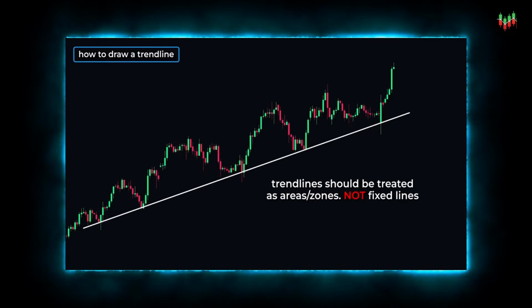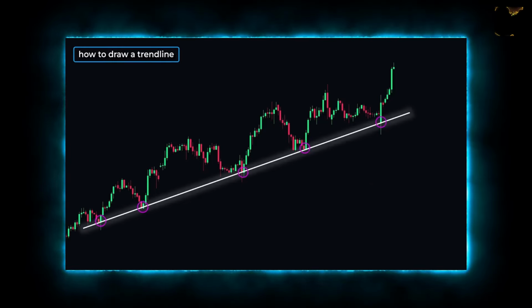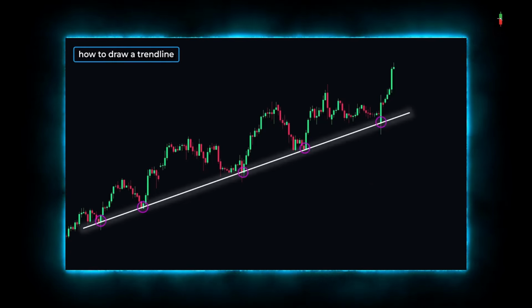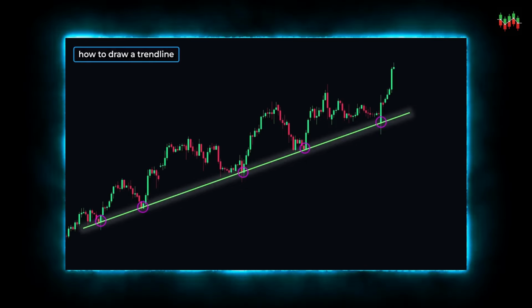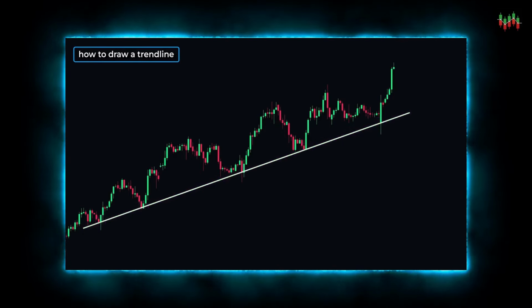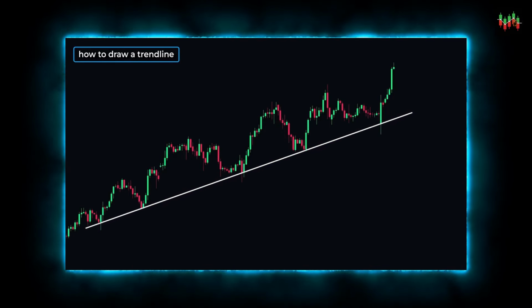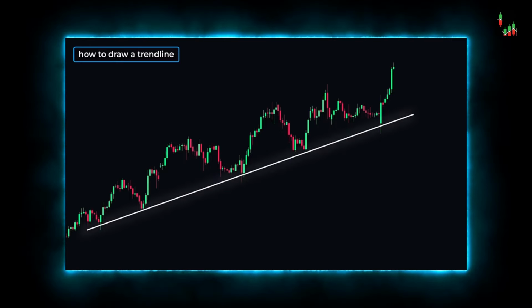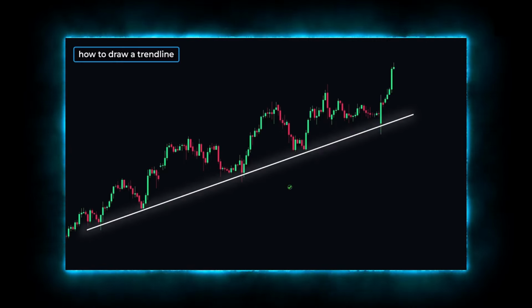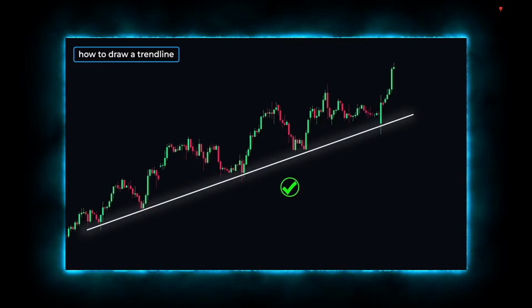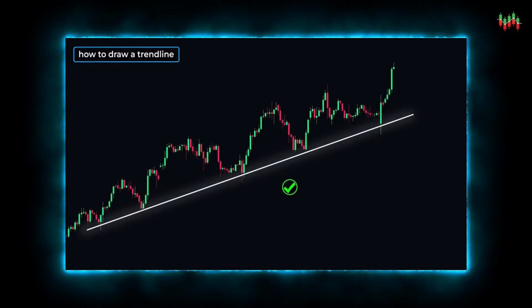So when drawing them, as long as the trend line is still within the general area of the swing points, the trend line is still valid. It doesn't matter if you draw it slightly higher like this or slightly lower like this. As long as it's still within that area, the trend line is still valid, so don't overthink it too much.